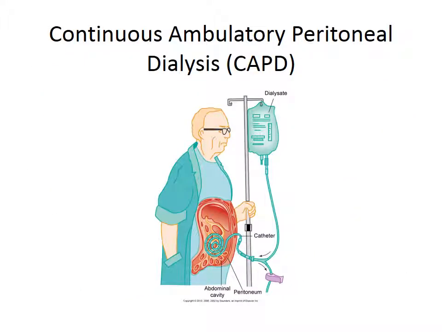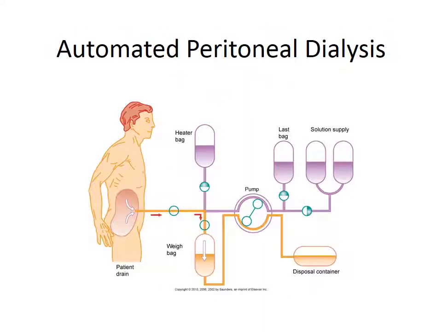Continuous ambulatory peritoneal dialysis shows this patient, again, hooked to a dialysate bag on top, and you can see the catheter that dwells in the abdominal cavity, and the catheter is clamped, and then when the patient is done with the dwell, they open the clamp and let it drain by gravity. Here, automated peritoneal dialysis is shown, where 2 or 3 bags are infused at one time. They go through a pump, the solution is heated, it goes into the abdomen, and then it comes back through a patient drain into a weigh bag and then into a disposal container via the pump.